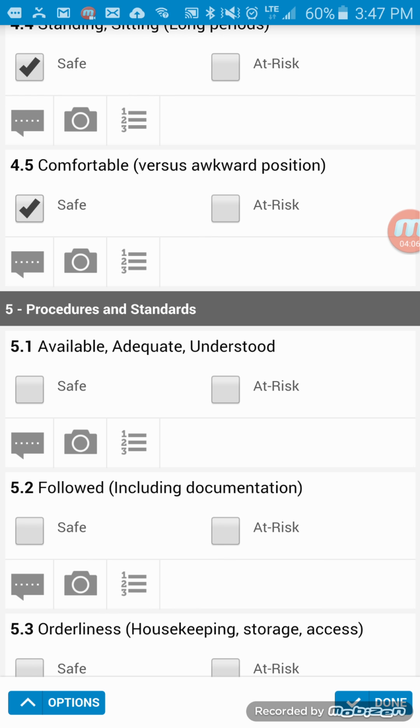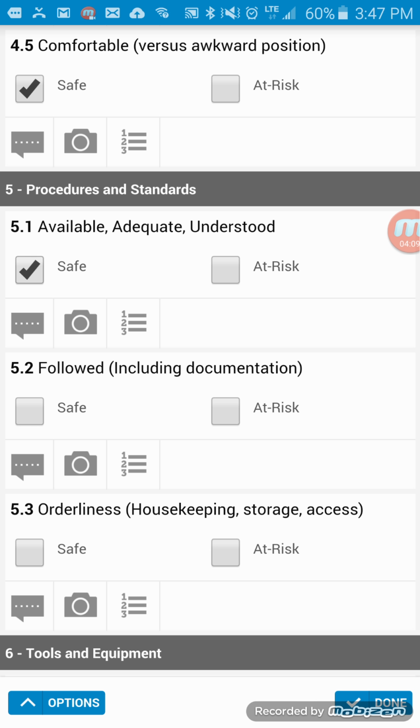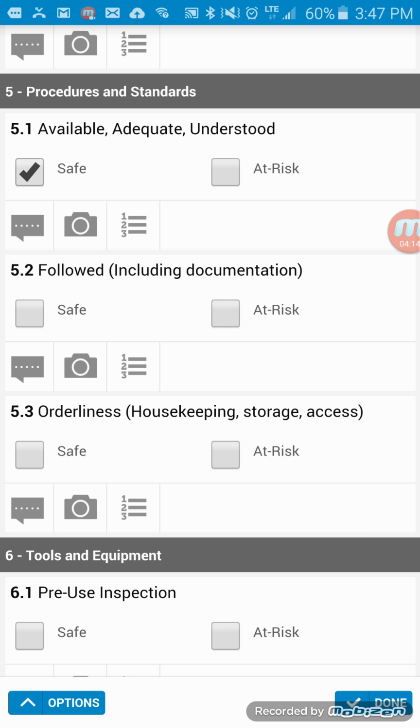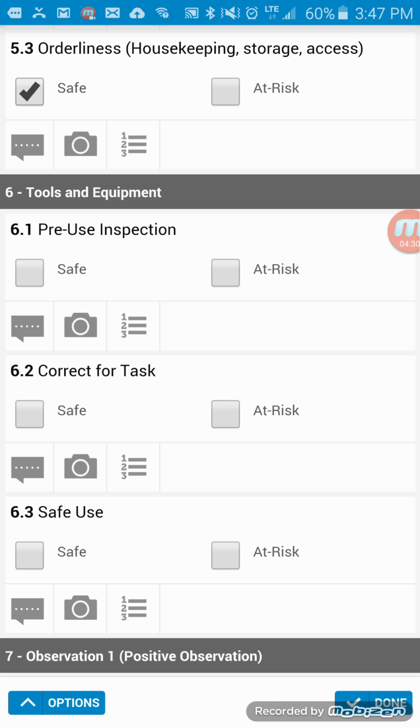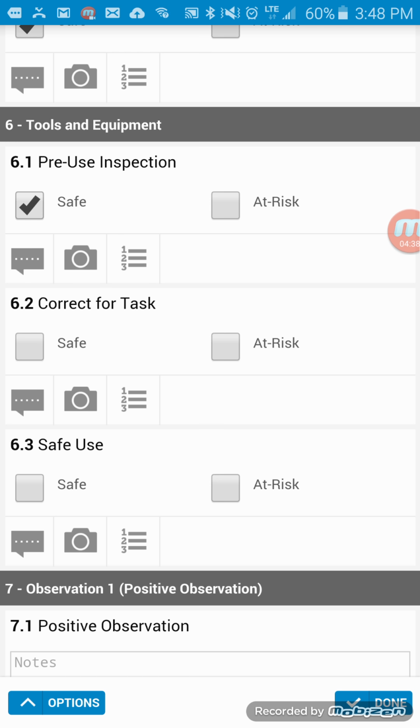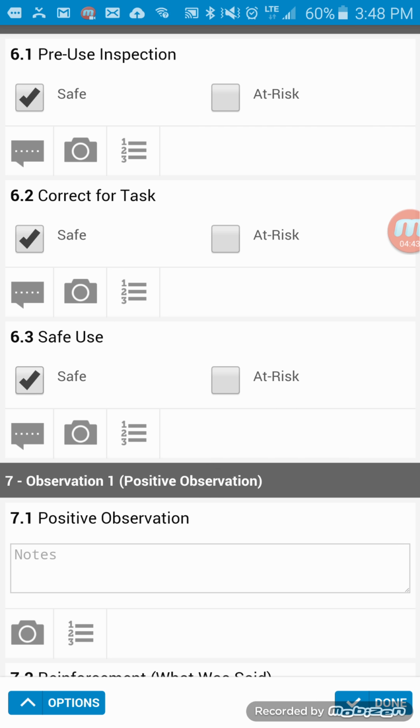Procedures and standards: available, adequate, understood. Followed, including documentation in regards to how to do the work. If they have safe work procedures, they've referred to those. Is the place orderly? If they're doing this on a rooftop, do they have cords across the way? Are they going to trip on gas pipe and so forth? Keep that in mind. Tools and equipment pre-use inspection. Have they looked at any of their hand tools and so on that are electrically operated? Are they correct for the task, not using a knife to pry things open? Safe use and so forth.